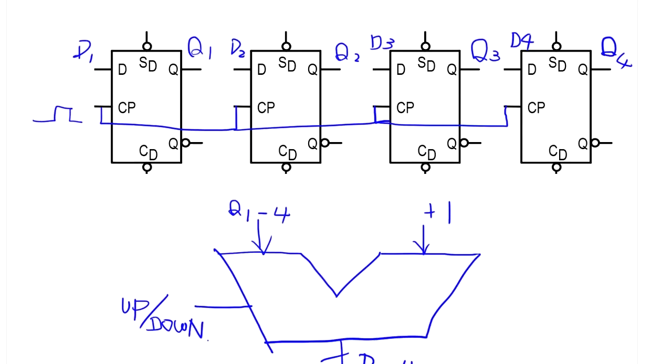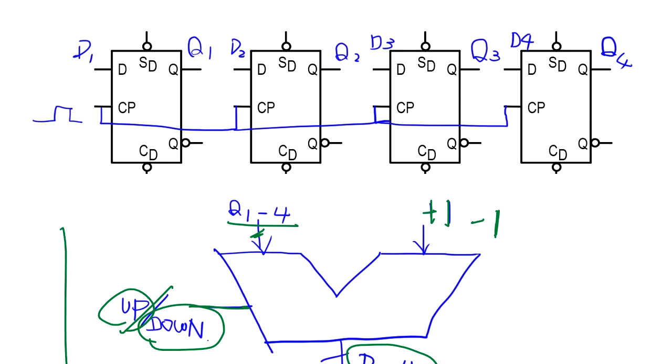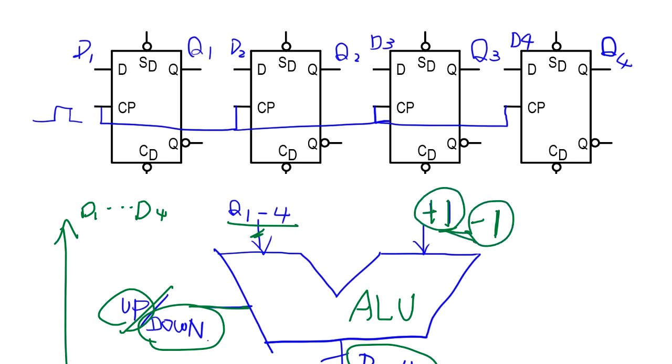So the idea is you have data bits D1, D2, D3, D4. The output is Q1, Q2, Q3, Q4. You feed the 4-bit data and add 1, or depending on up or down counting, if down, subtract 1, and get the new data and feed this data back into D1 to D4. Wow, use an ALU for a counter? Exactly. But this ALU only adds 1 or subtracts 1. So it's a very simplified ALU.